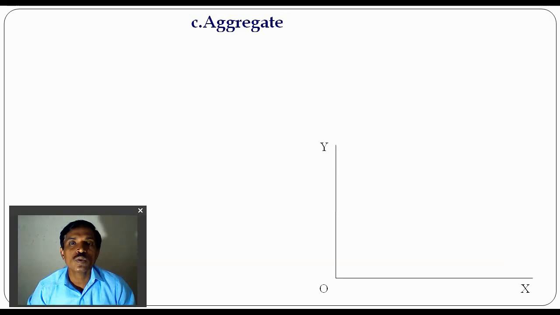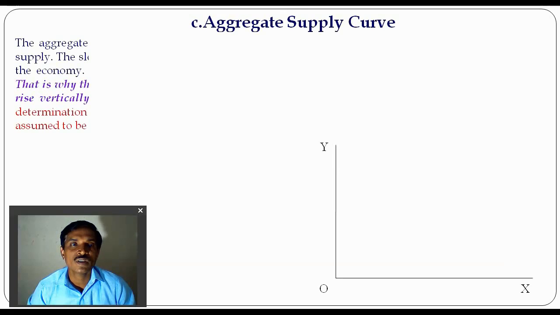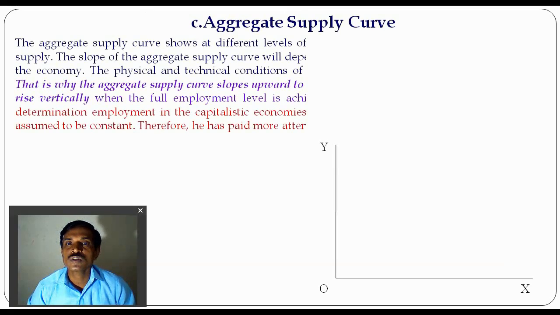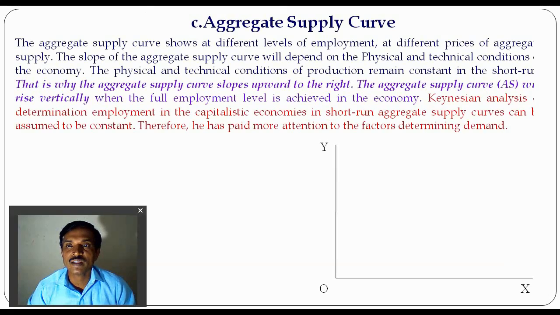The aggregate supply curve shows the different levels of employment at the different aggregate supply prices. The slope of the aggregate supply curve will depend on the physical and technological condition of the economy. Physical and technological conditions remain constant in the short run, and that's why the aggregate supply curve slopes upward to the right, and the aggregate supply curve AS will rise vertically when the full employment level is achieved in the economy.